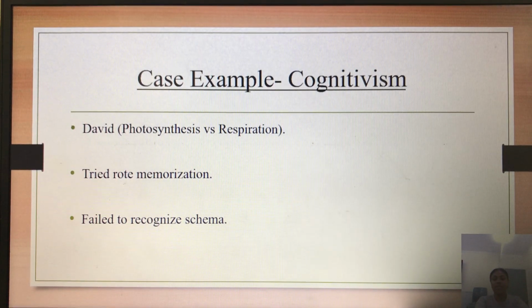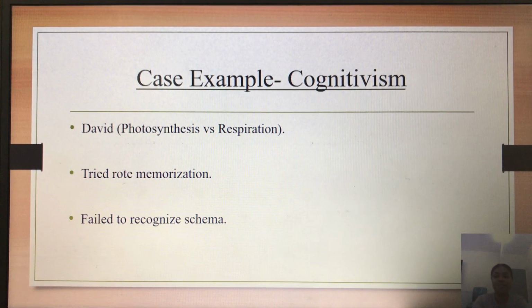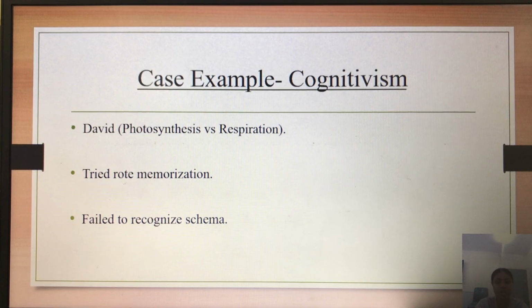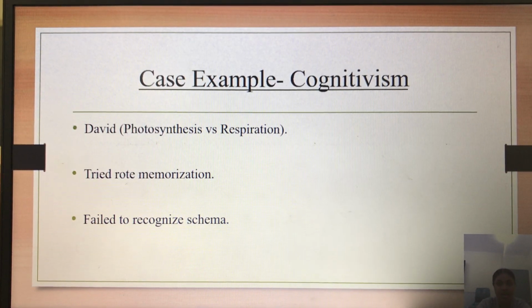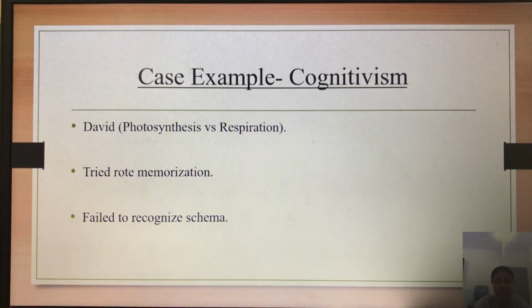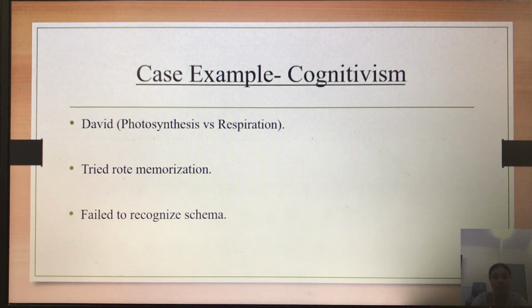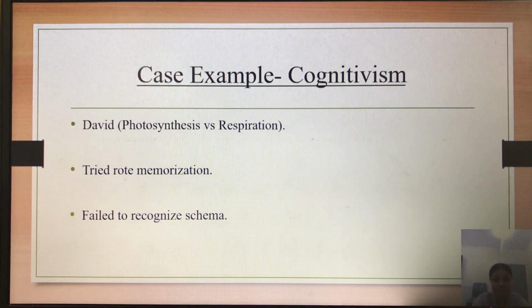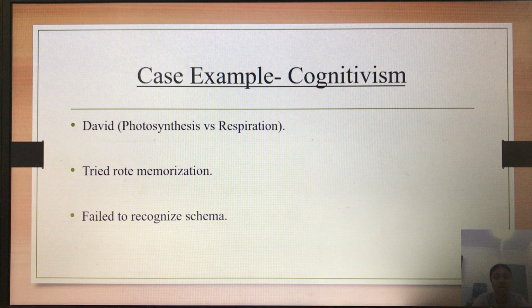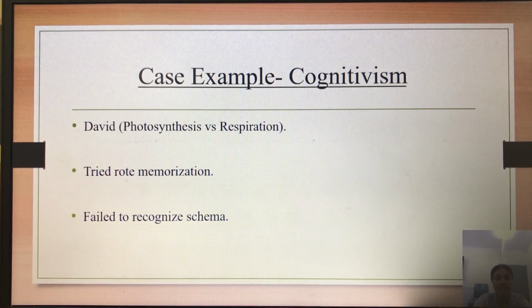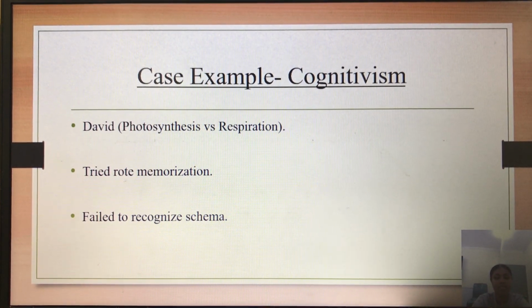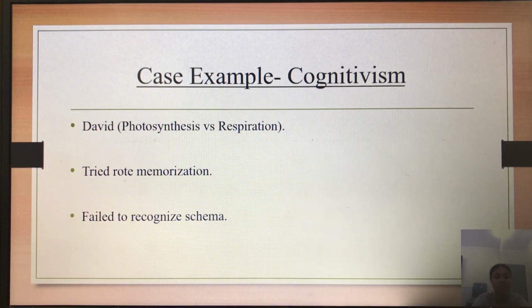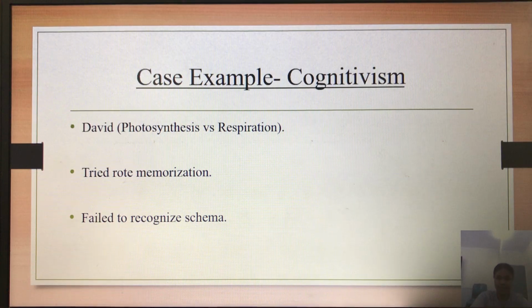Another example is David, a university student who tries to memorize photosynthesis but confuses it with respiration. He failed because he only used surface memorization instead of recognizing his schema. This shows that for complex concepts, accommodation is necessary, not just assimilation.